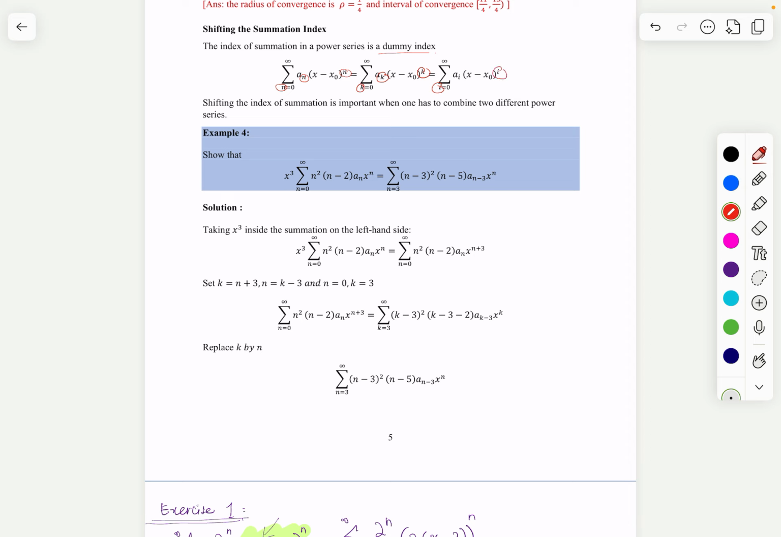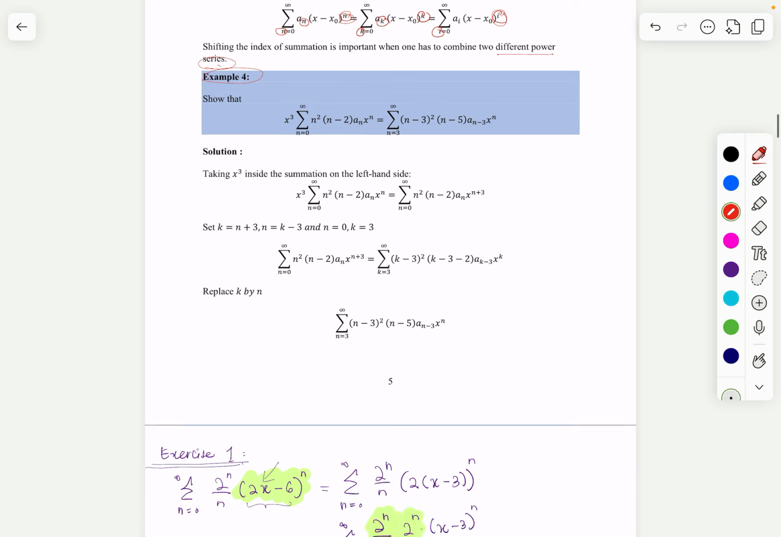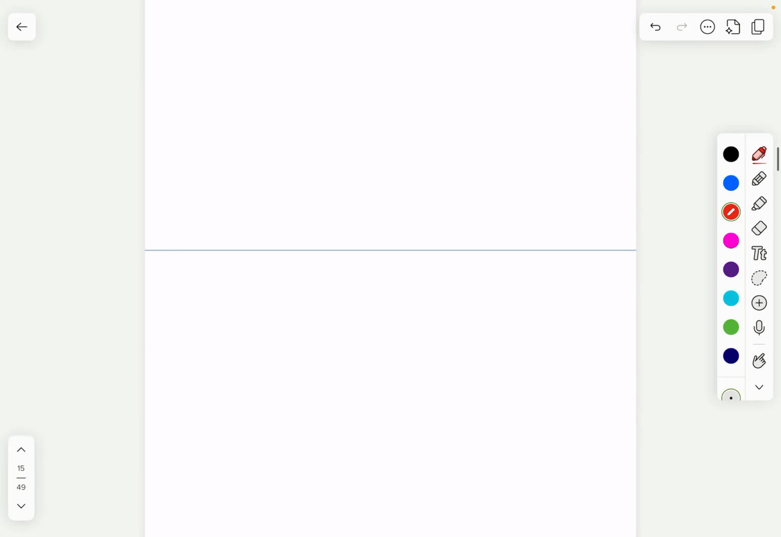Shifting the index of summation is important when we want to combine two different power series. In order to combine two different power series, we always need to have the same power. So that's why we need to shift the index first if the power is different. For example, let us look at example 4.